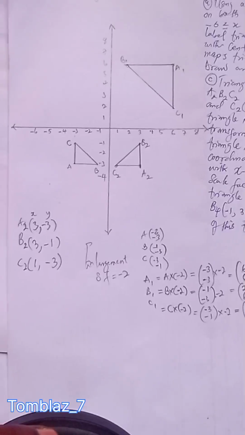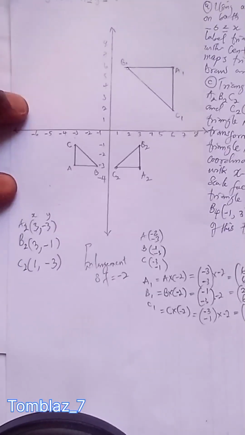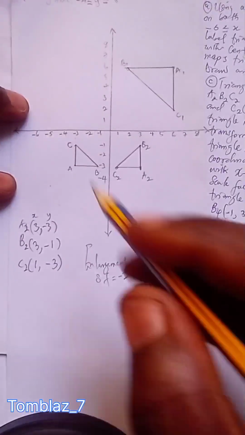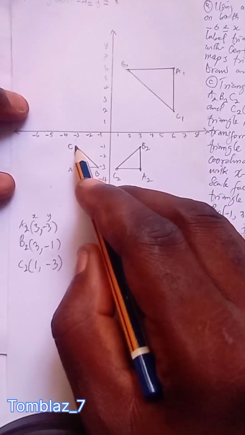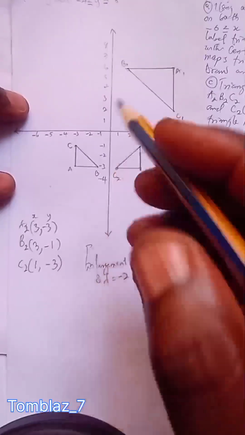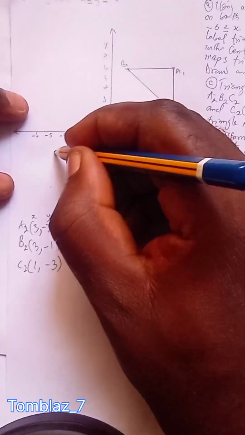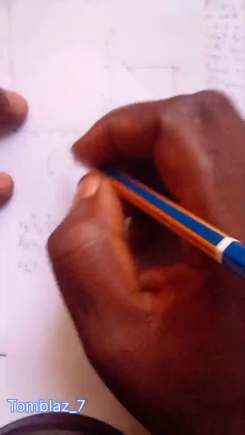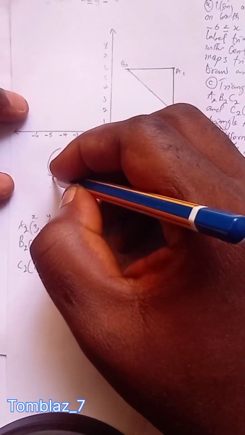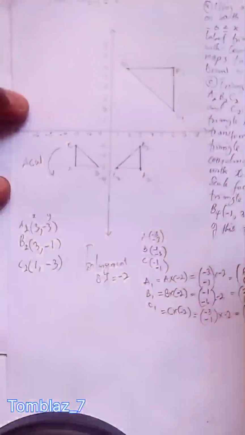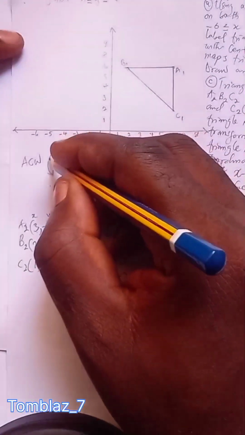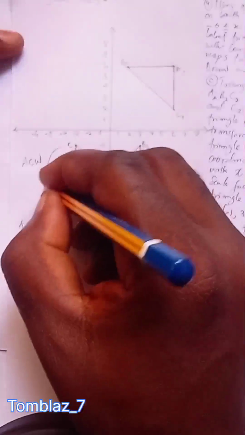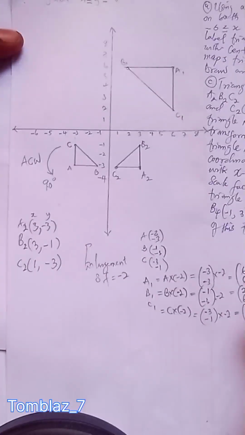Before you describe the single transformation, there is another thing you have to look for. First let's observe. Now if you observe, you see that C was at this portion, but now it came to this portion. So this triangle was rotated this way just one time, right? And this rotation that goes in this direction is called anti-clockwise. Since it was rotated just one quadrant, it is 90 degrees.